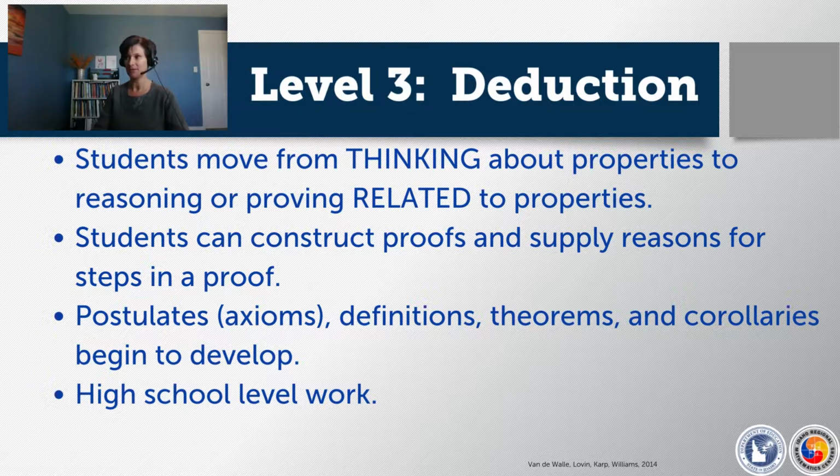Postulates or axioms, definitions, theorems, and corollaries begin to develop, and this is usually more high school level work. An axiom or postulate is a statement that is considered true and does not require a proof. It's considered the starting point of reasoning. Axioms are used to prove other statements, and they are basic truths. For example, the statement that all right angles are equal to each other is an axiom and does not require proof. We know that all right angles are equal to each other, and we do not argue that point. Instead, we use this information to prove other things like theorems.